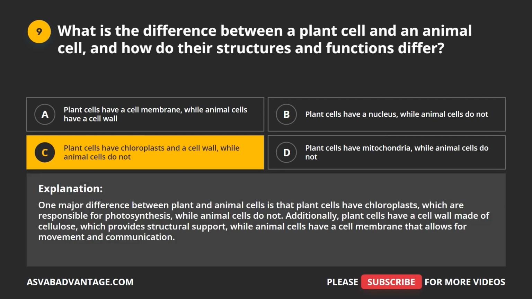One major difference between plant and animal cells is that plant cells have chloroplasts, which are responsible for photosynthesis, while animal cells do not. Additionally, plant cells have a cell wall made of cellulose, which provides structural support, while animal cells have a cell membrane, which allows for movement and communication.